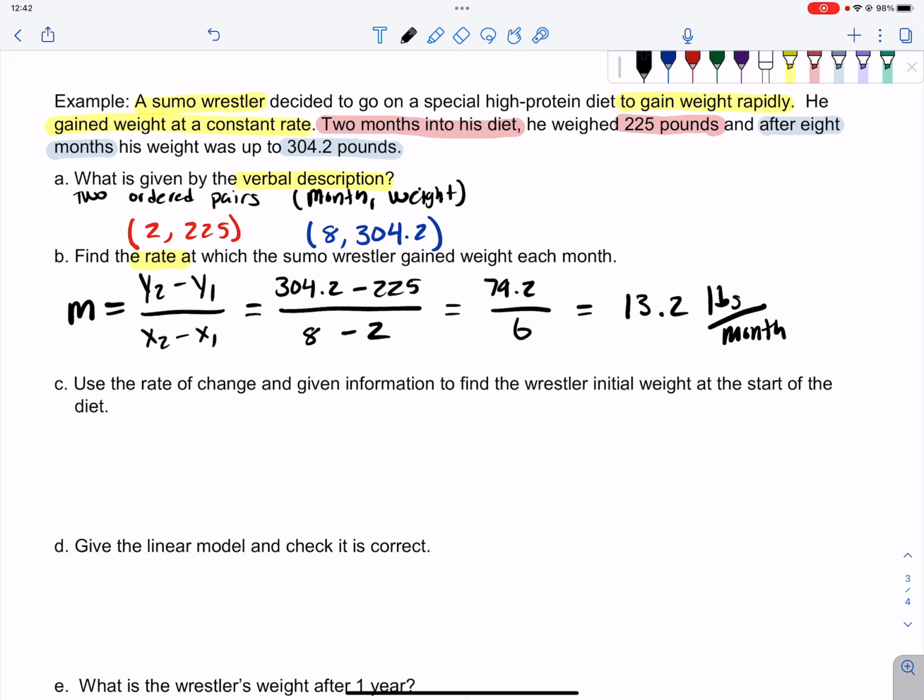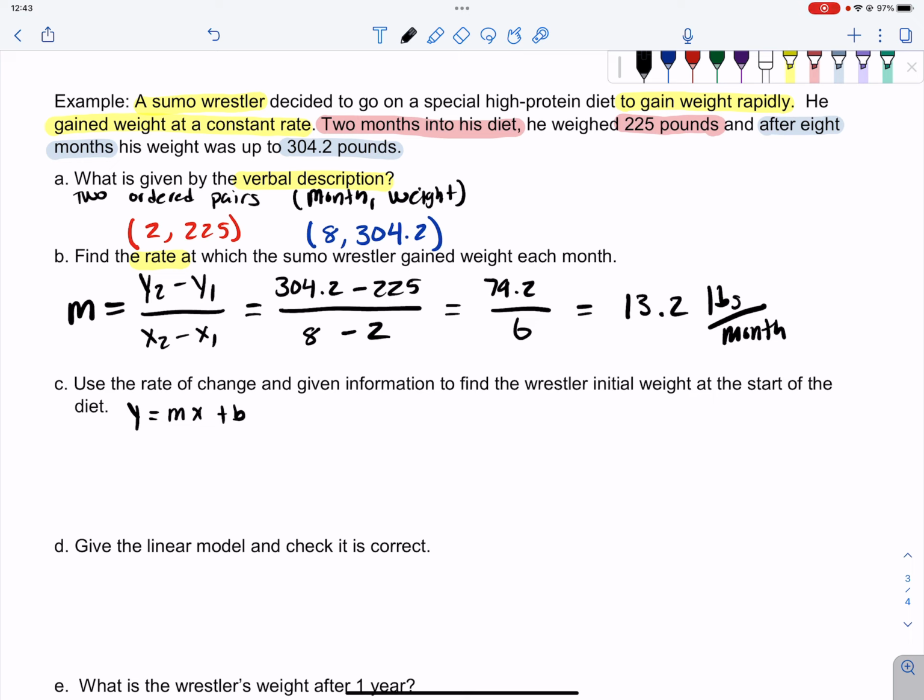Now we can use one of our 2 points to figure out his initial weight at the start of the diet. So our equation looks like y equals mx plus b. We have our slope m, and we can put in one of the 2 points for x and y to evaluate b. I'm just going to use the first ordered pair, 2, 225, because they're both whole numbers, which makes it a little bit easier.